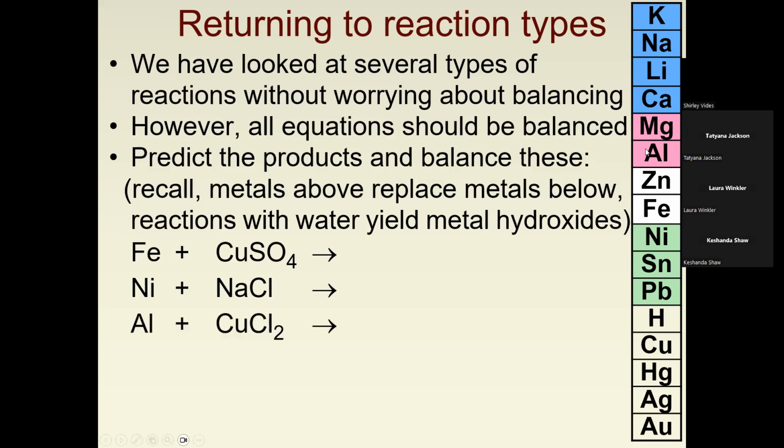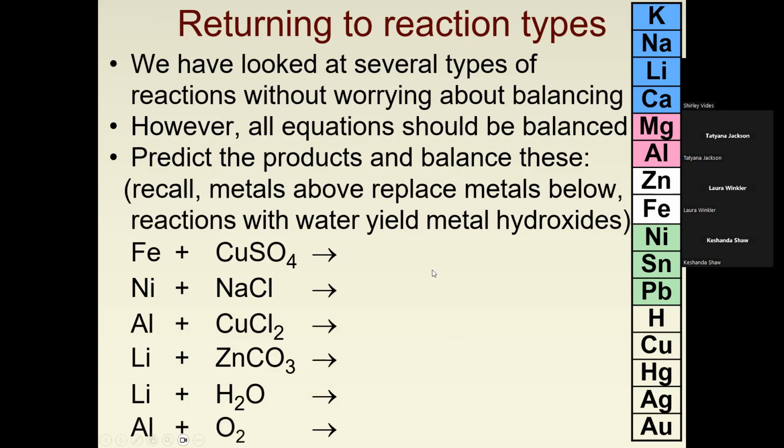Aluminum and copper. Aluminum is above copper, so yes, that will happen. Lithium and zinc. Lithium is above zinc, so yes, that will happen. And then this is just water, but lithium and hydrogen. So in this case, lithium is above hydrogen, so yes, it will happen again. All right, and that one's just two things getting together. So all of the first ones are called single displacement reactions. The first 5 reactions. The next one's called a synthesis, and we'll look at those in a minute.